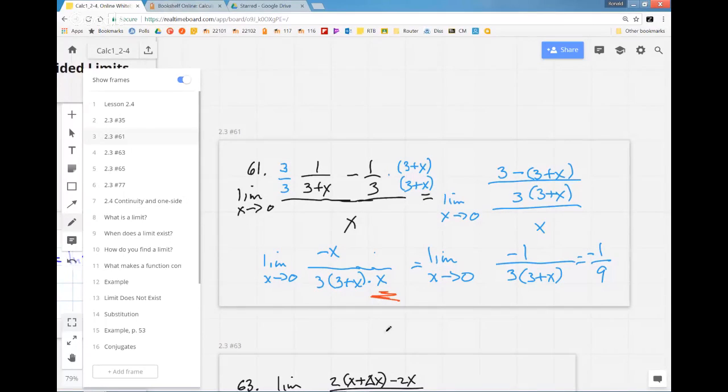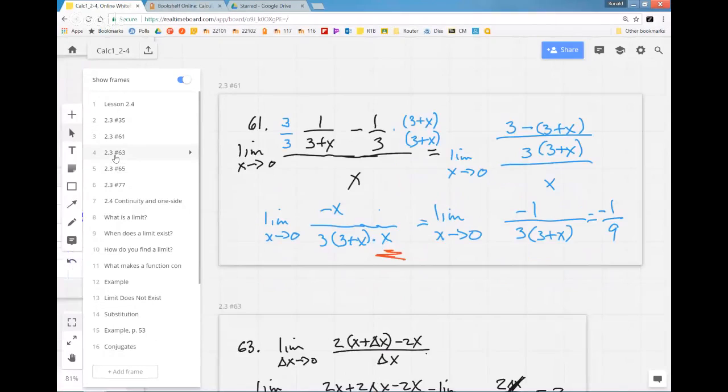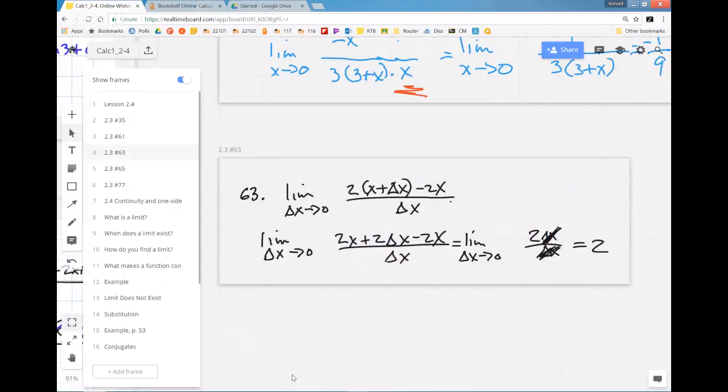Does anybody have a question on number 61? Let's also take a look at number 63. So 63, they asked us to find the limit as delta x approaches 0 of this thing.